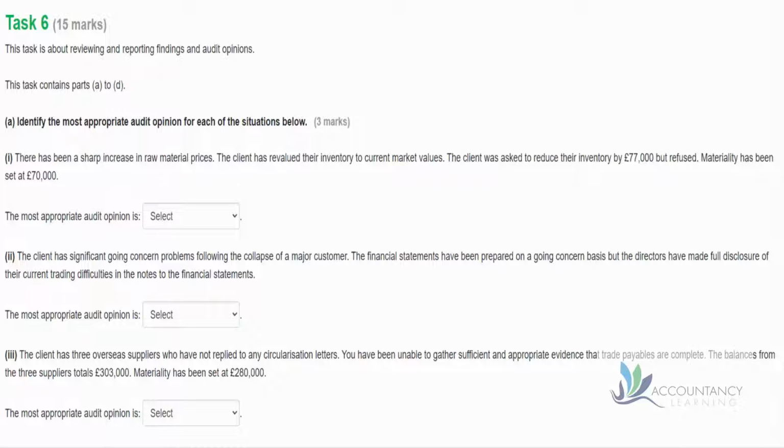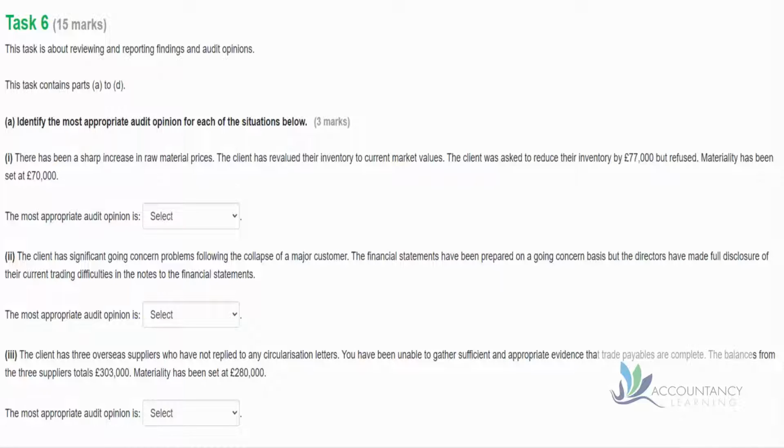So let's look at part 1 then. There's been a sharp increase in raw material prices. The client has revalued their inventory to current market price values. Now we know that's wrong, don't we? Because IAS 2 says inventory should be valued at the lower of cost and net realizable value. So if the market prices have gone up, that shouldn't affect the cost. So they've overvalued their inventory.